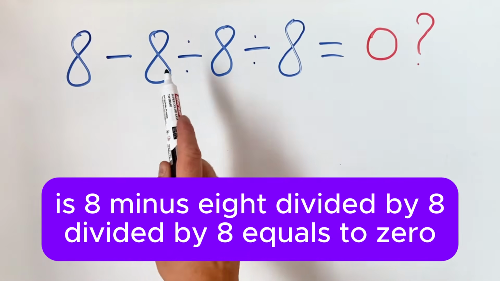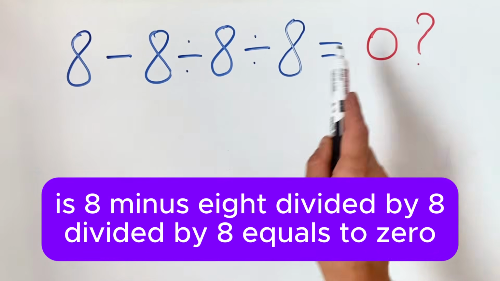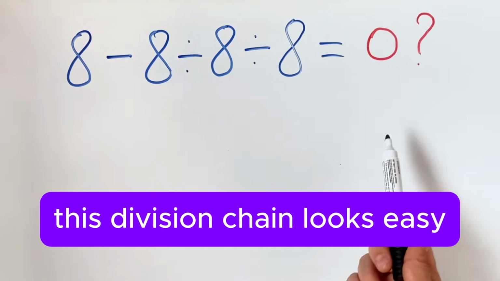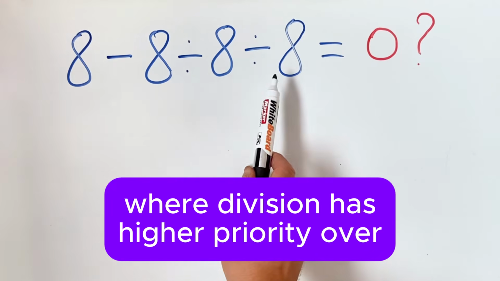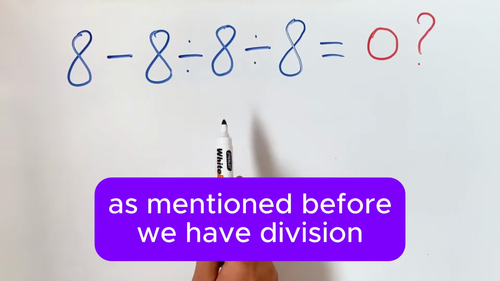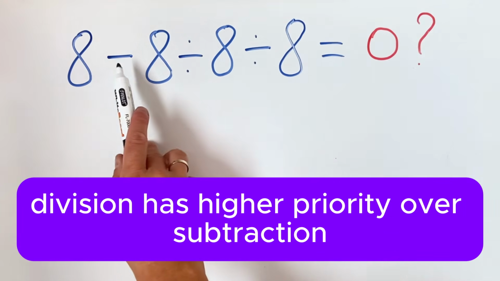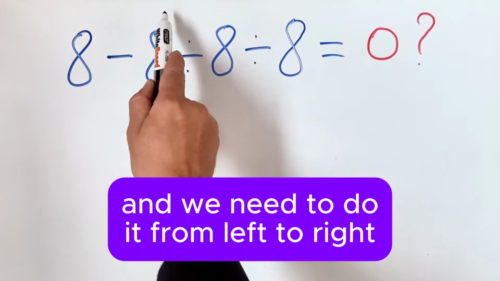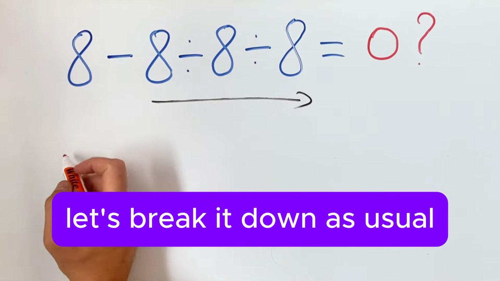Is 8 minus 8 divided by 8 divided by 8 equal to 0? This division chain looks easy if you follow the order of operations, where division has higher priority over subtraction. As mentioned before, we have division. That means that division has higher priority over subtraction, and we need to do it from left to right. So let's break it down as usual.